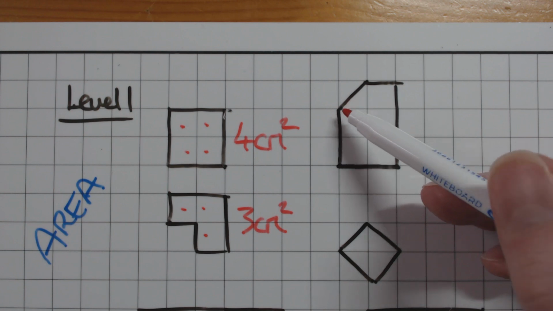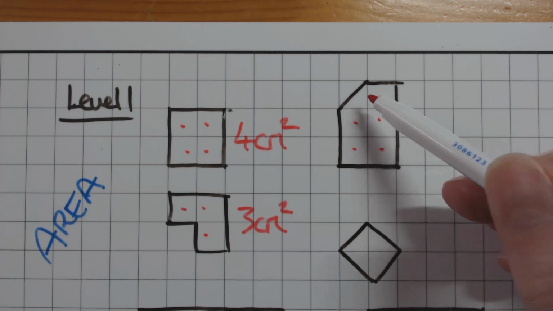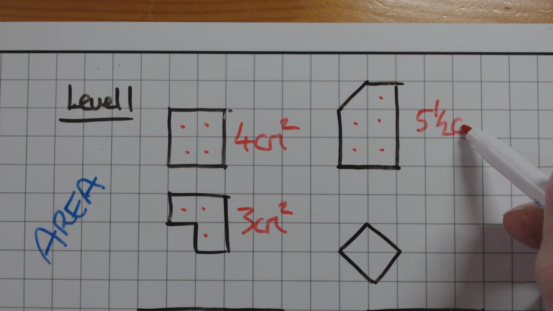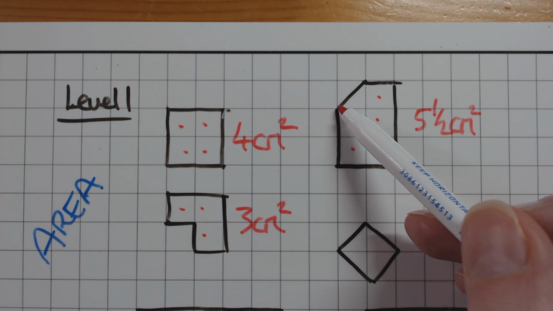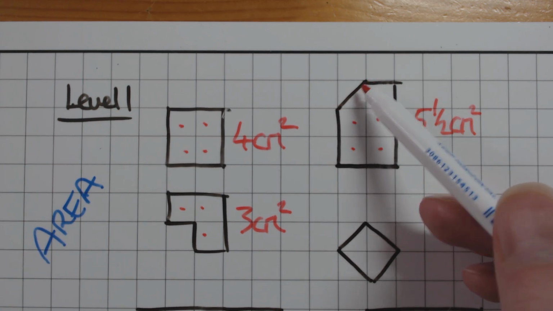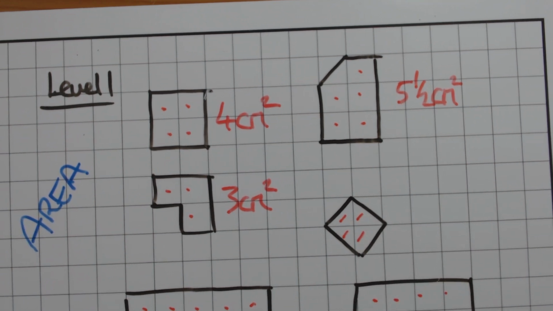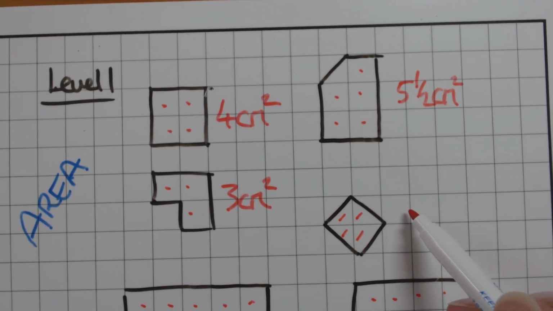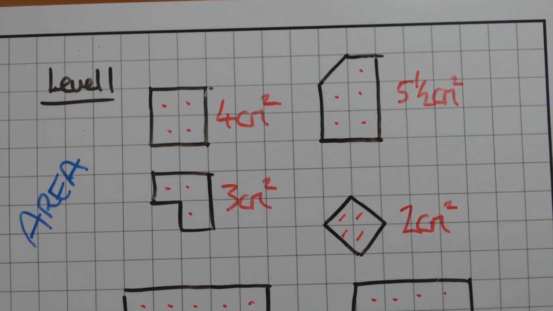Now, what we've got here is a diagonal cutting right through one of the squares, so that's half of a square. So that's 1, 2, 3, 4, 5, and there's a half, so that's actually 5.5 centimetre squared. You have to count this as well, but if it's going from corner to corner, you know that's exactly half a square. So there's 1 half, another half, another half, and another half. So there's 4 halves. If you've got 4 halves of a pizza, you can combine them together to get 2. So that's 2 centimetre squared. Okay, so that's level 1.